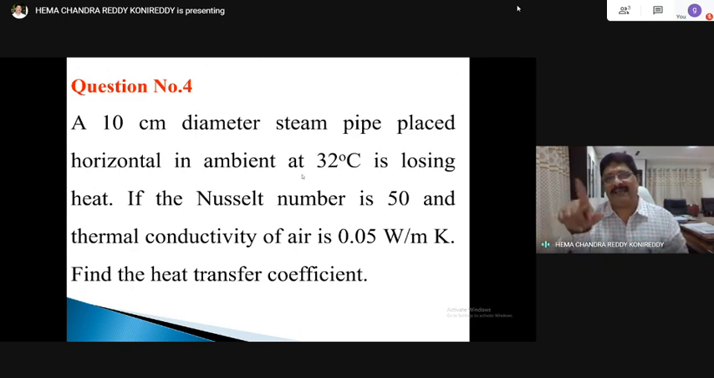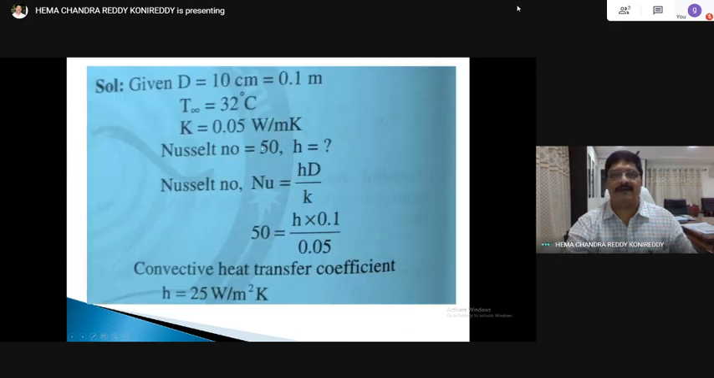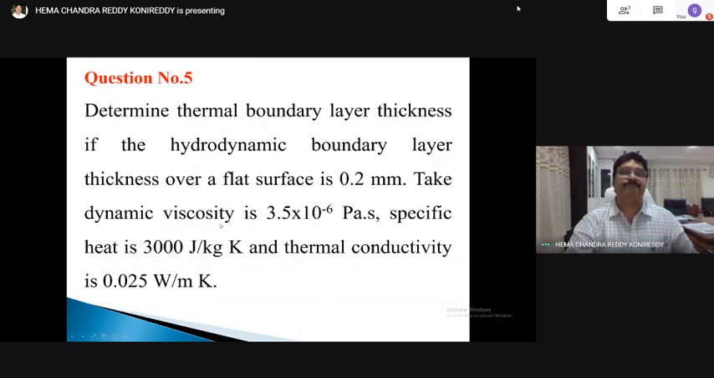And if you know the characteristic dimension, Nusselt's number is equal to hL by k, and since D is the characteristic dimension, you can calculate. D is given here, 10 centimeters diameter. This is an unwanted detail. We don't use that in calculating the problem. Nusselt's number is equal to hD by k, and therefore calculate h.